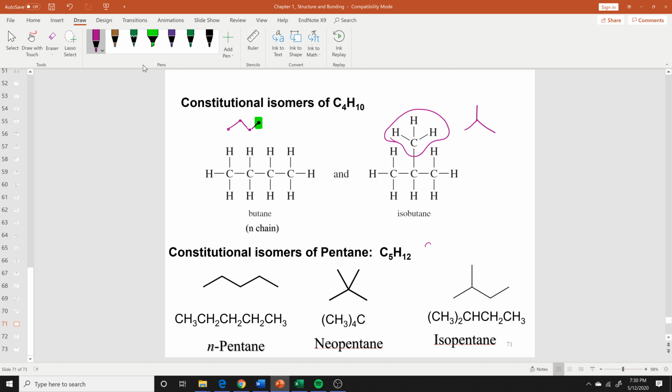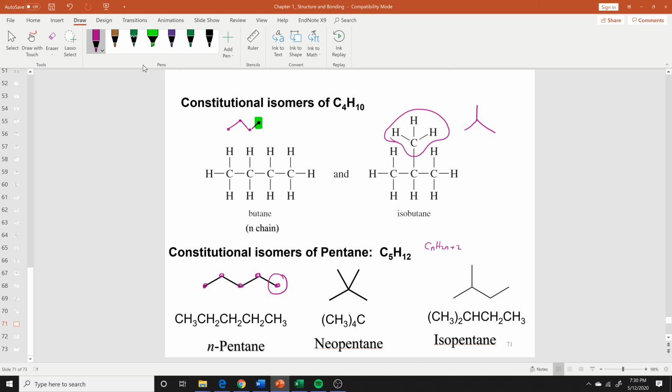C5H12, again it follows the formula CnH2n+2. So I know that this is an alkane, so I don't have any double bonds in there. Start by drawing the straight chain. This is 1, 2, 3, 4, and 5 carbons. Take one carbon and move it along the chain. It's already on this carbon. I'm going to put it on this carbon now. So you're going to end up having this structure there.